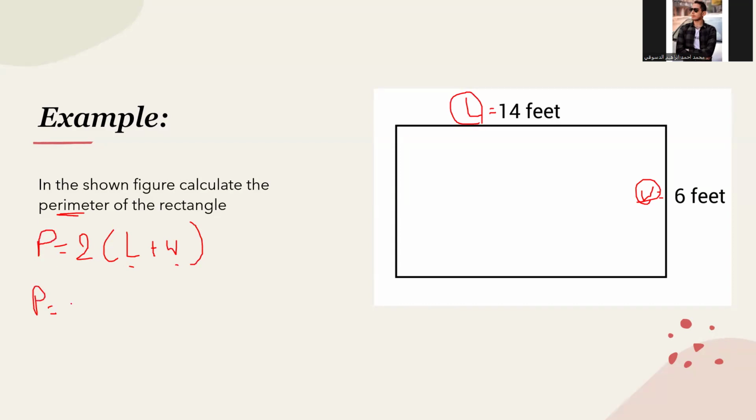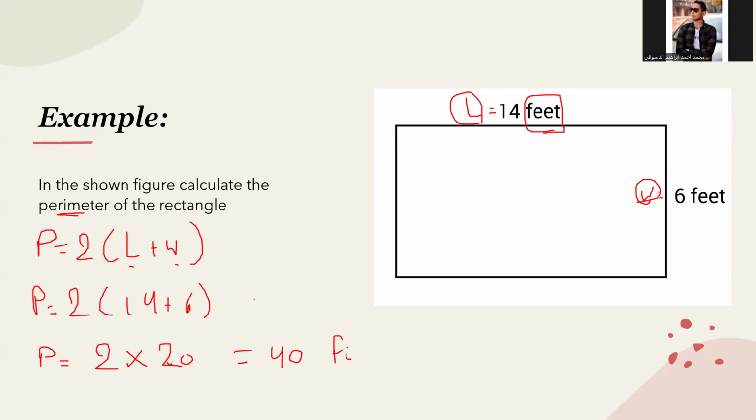So the perimeter is 2 times the length, 14, plus the width, 6. That means the perimeter is 2 times 20. That means that the perimeter is 40. 40 of what? 40 feet, because the unit length that he is using for the side is feet, so the perimeter is also in feet.